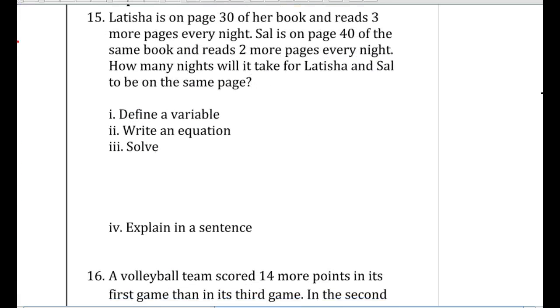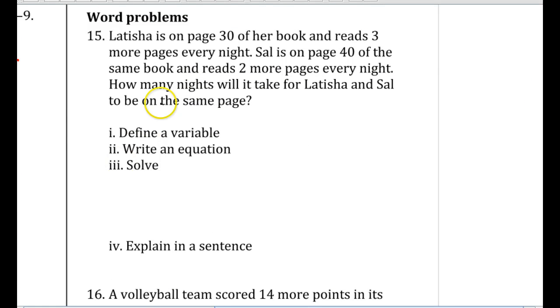Okay, number 15. Letitia is on page 30 of her book and reads 3 more pages every night. Sal's on page 40 of the same book and reads 2 more pages every night. How many nights will it take for Letitia and Sal to be on the same page?